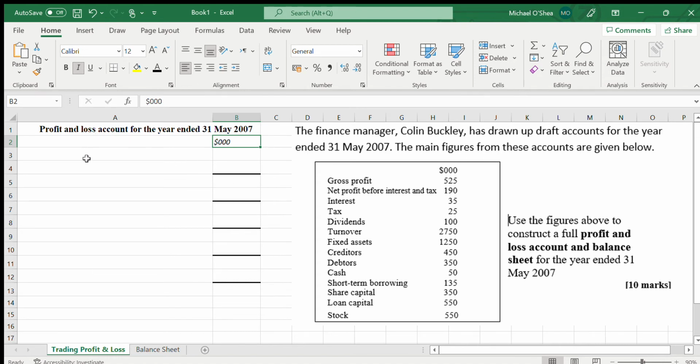Okay, so the structure of a trading profit and loss is something you have to memorize. It's quite straightforward. It's seeing how much profit a company has made at the end of a year. So they're doing their financial year up to the end of May. First thing we have is sales, revenue, or in this case turnover, which is more of an American term. Turnover is the amount of money that you've made throughout the year, as is revenue, as is sales. The figure is given, 2750.